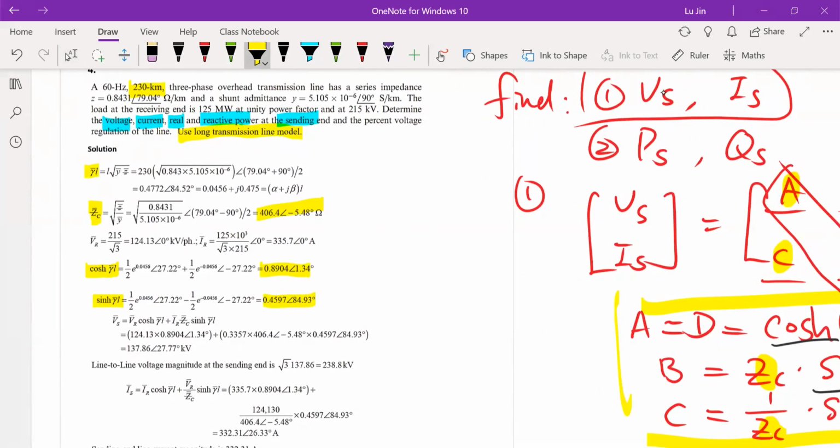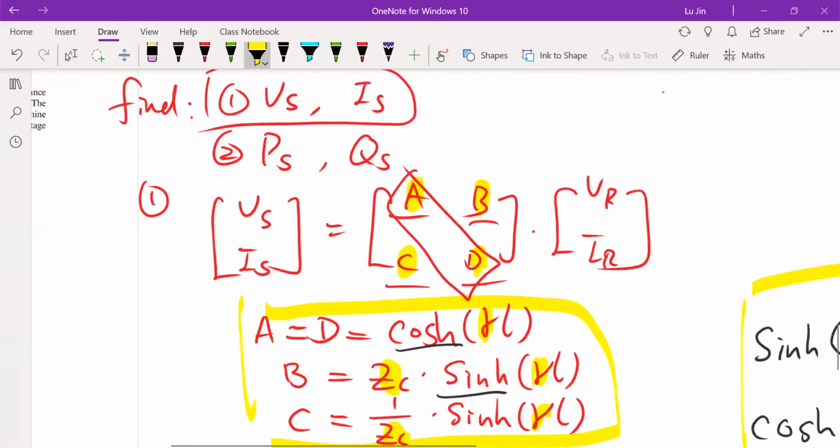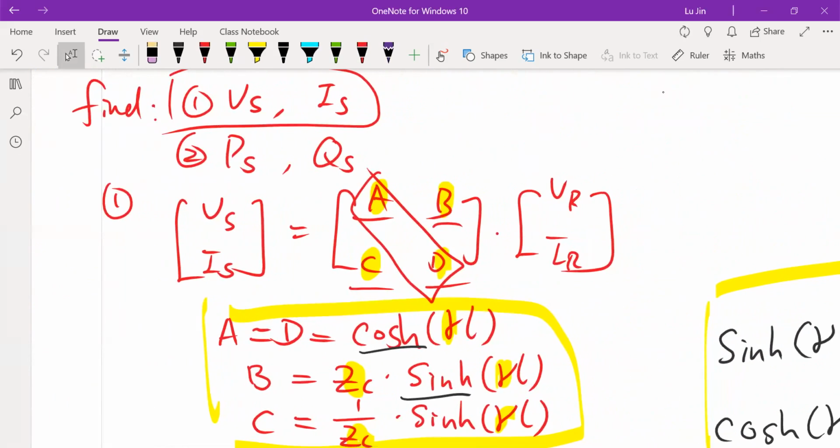Because gamma equals the square root of y by z, so you can see the square root of y by z. L is the transmission line length, given here. The result is given like this. Okay, so this stuff is already done. That means in this long transmission line model, the A, B, C, D, these 4 parameters should be fine. You should be able to calculate them without any trouble.